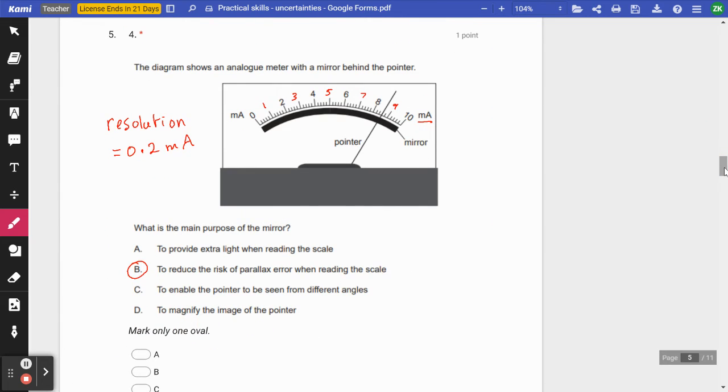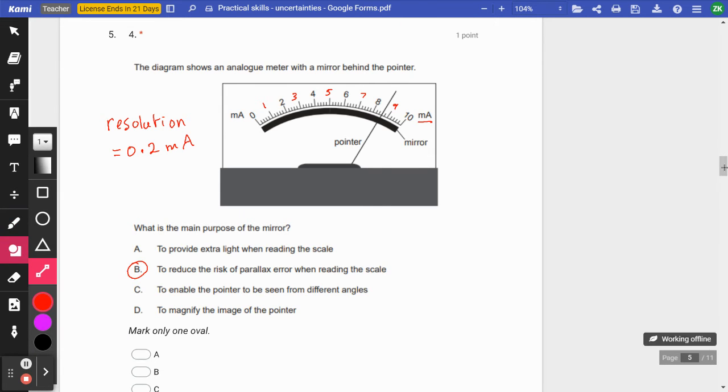Okay, this question, parallax error. This is the type of question that's referring to parallax error. So I've included this in there. So the diagram shows an analog meter with a mirror behind the pointer. So essentially you have got a pointer. Let's say I'm looking sideways on. There's a pointer. Behind the pointer, there's a mirror.